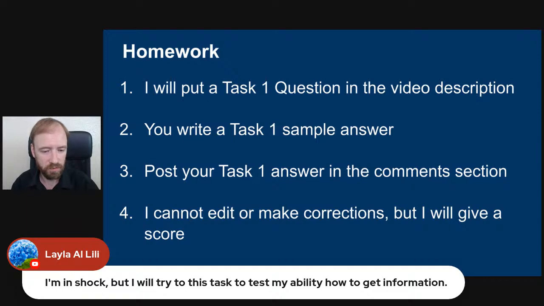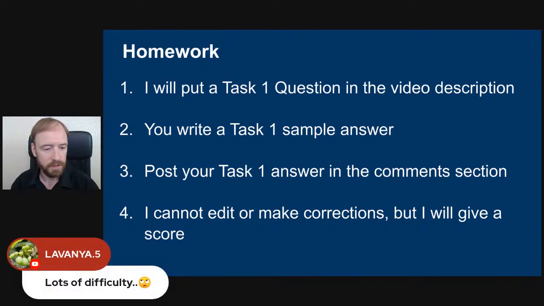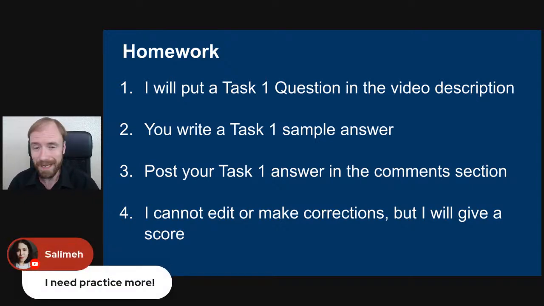I'm in shock, but I will try this test to test my ability to get information. Lavanya, hello. Lots of difficulty. I need to practice more. Yes, of course you do. That's why we're here. To increase your English ability to the professional level, these are the types of activities you need to do. You are worried, oh, this is hard. This is not hard. This is challenging, right? This forces you to think and write better.